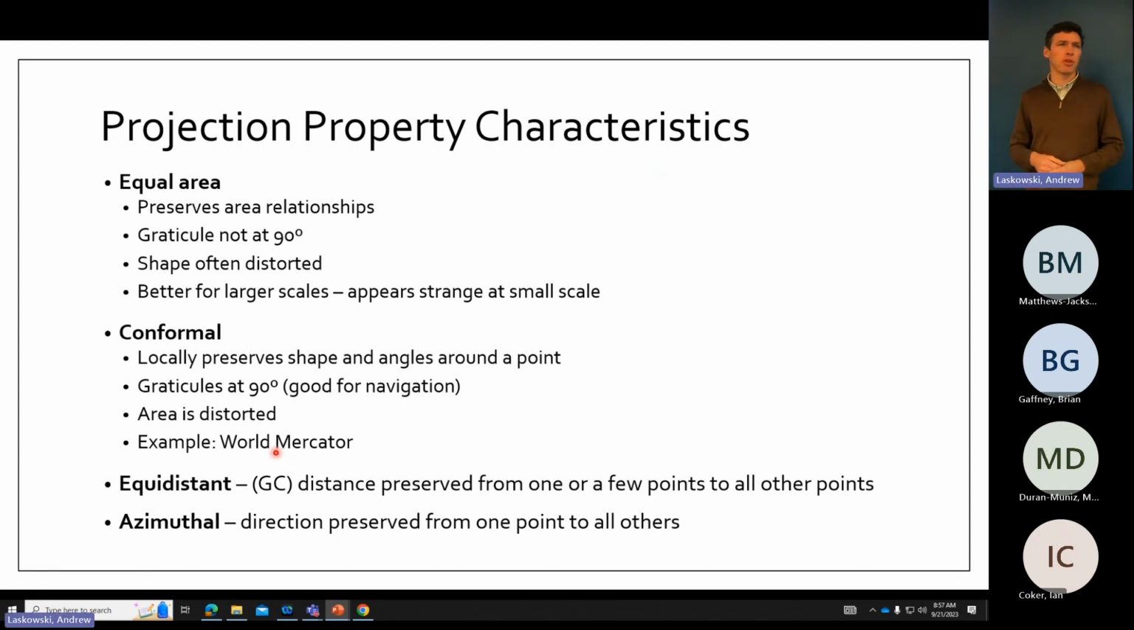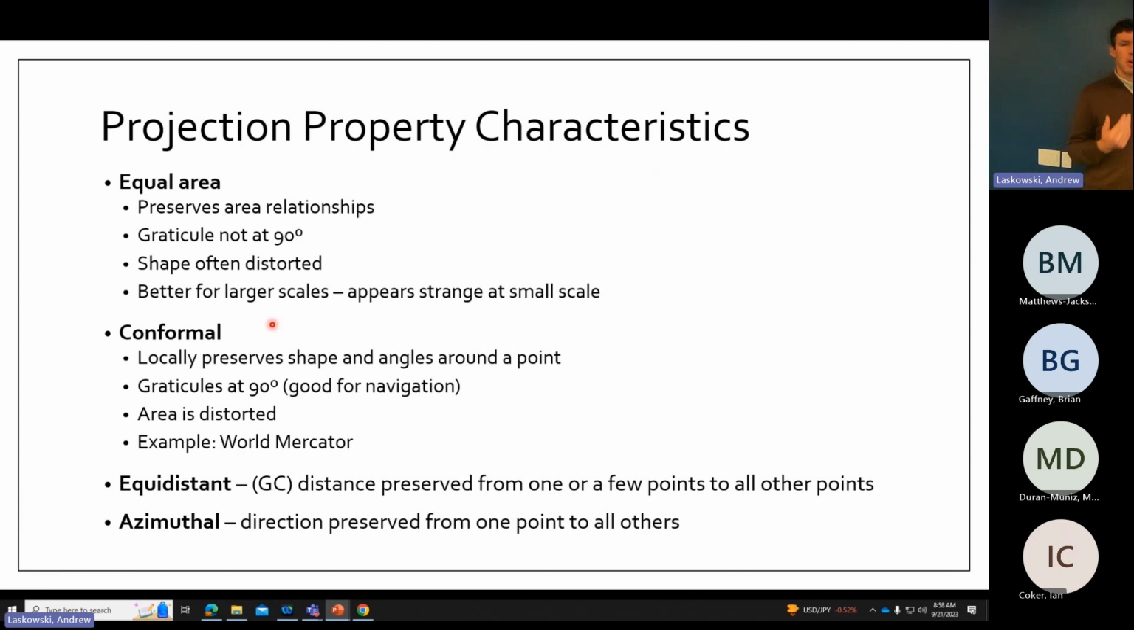Projections really become a problem when you're trying to make maps of really large areas. Conformal maps, one example being Mercator. These are the ones that actually preserve the shape and angles of features. So that video mentioned how if you're driving and you want to know what is a 90-degree right turn, a conformal map is best for that.